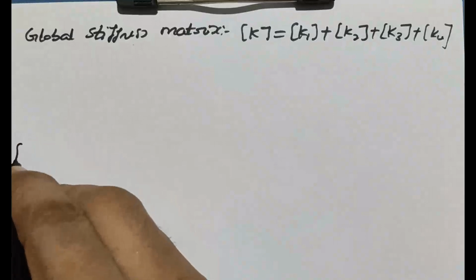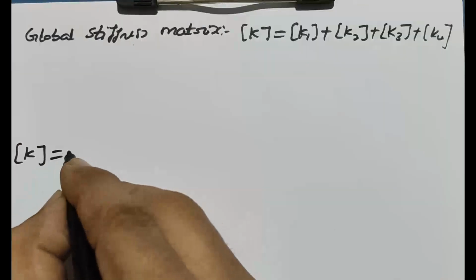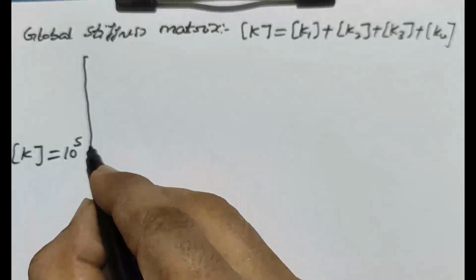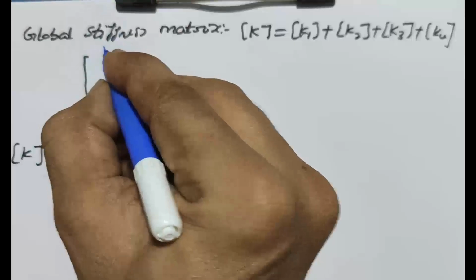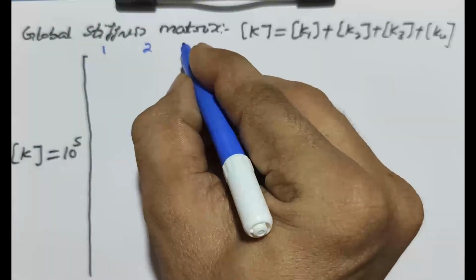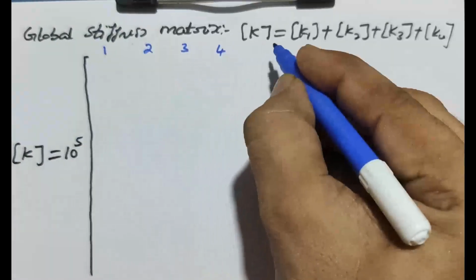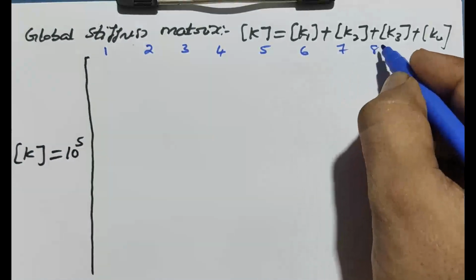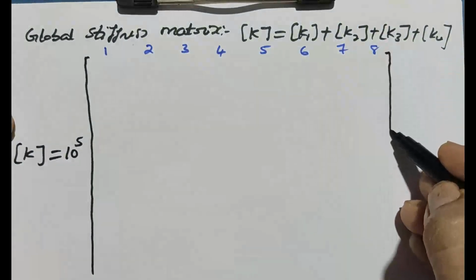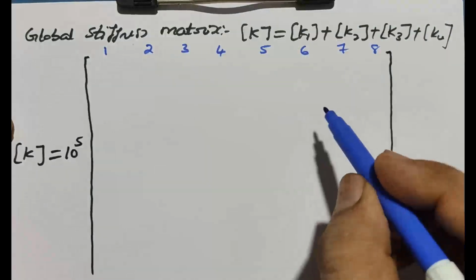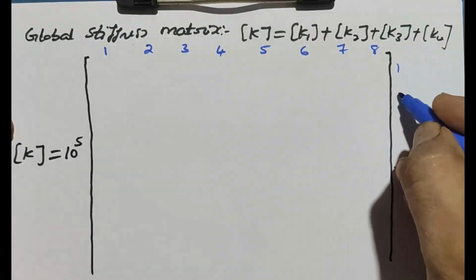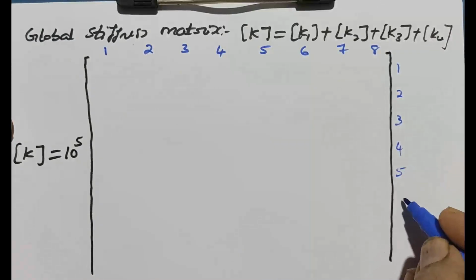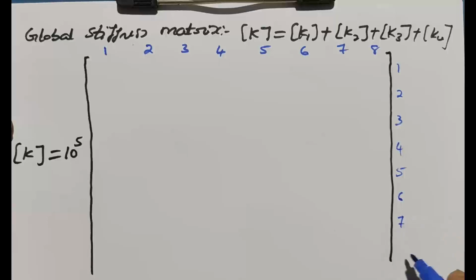Therefore K is 10 power 5 outside, numbering 1, 2, 3, 4, 5, 6, 7, 8. Here also 1, 2, 3, 4, 5, 6, 7, 8.